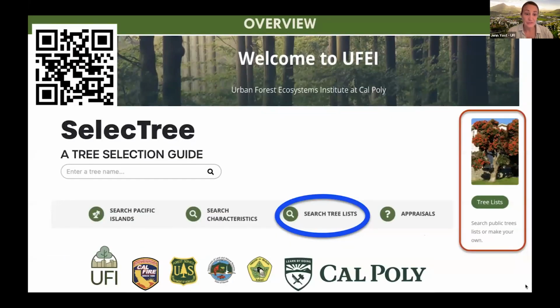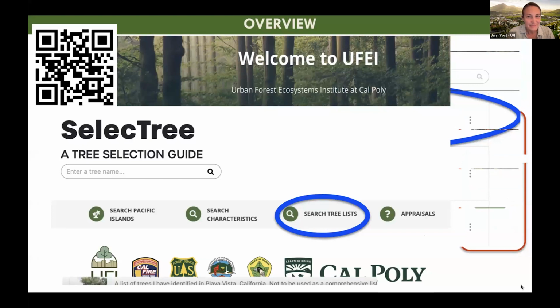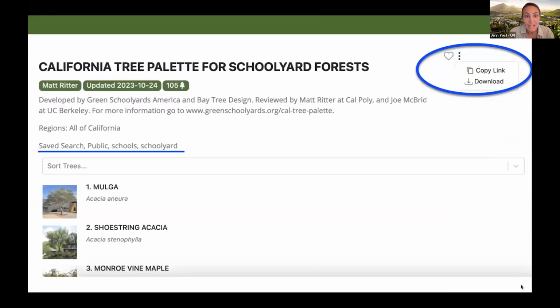And then another new feature that we have on the site is that now users can search tree lists, and you can get to it from the main page, or within Select Tree, you can say search tree lists. So if you click on tree lists, go ahead, next slide. You will get a list of trees. And this is an example of the list that we've been talking about today.